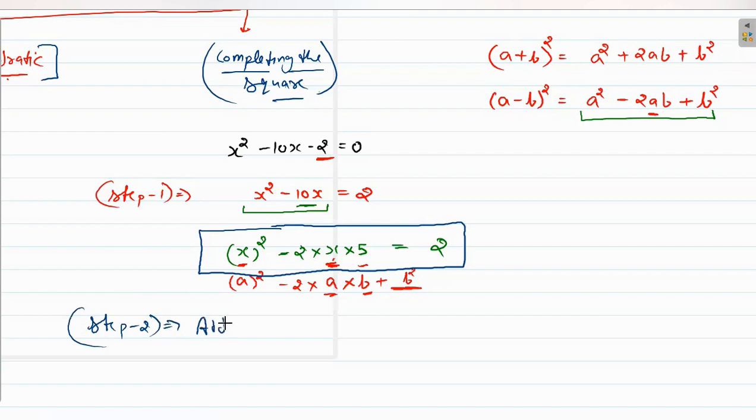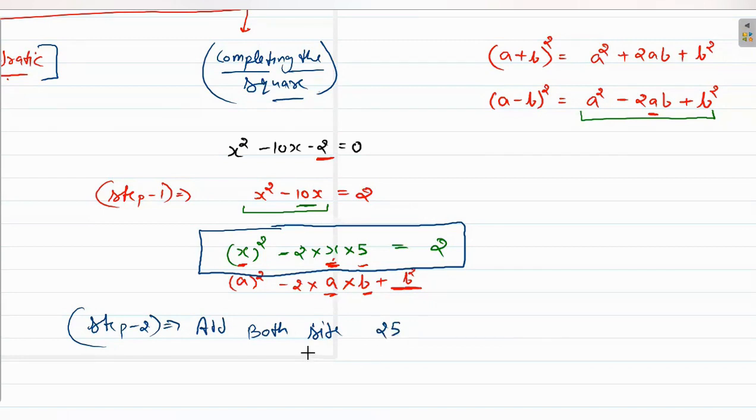Add both sides, or subtract, according to the need, okay? So add both sides. What will we be adding to both sides? What number do you need? You need 5 square, which is 25. Yes or no? So add 25 to both sides.